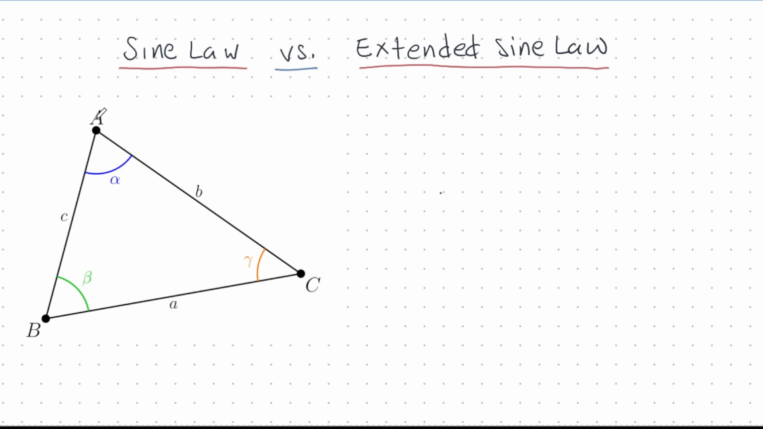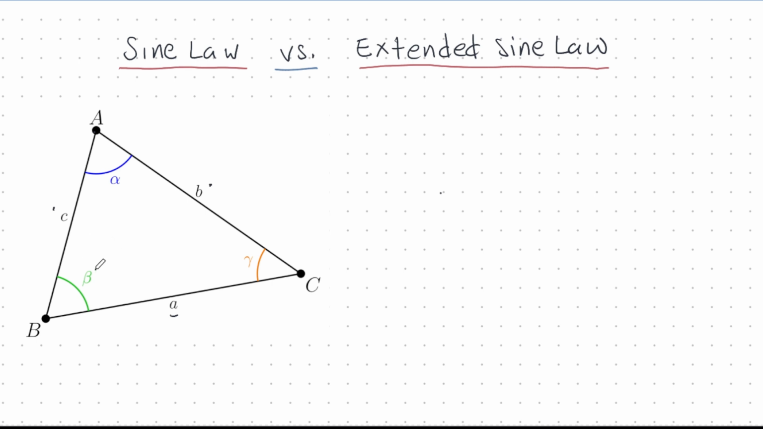So I labeled the vertices A, B, C. And opposite to A, I have the side a over here. And opposite B, I have the side b over here. Opposite C, I have side c. And I label the angles. Either I can call the angles capital A, capital B, capital C, but just to make them different from the vertices, I'll call them alpha, beta, gamma. So A corresponds with alpha, B with beta, C with gamma.